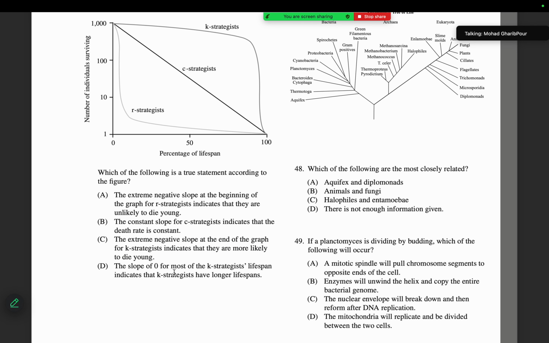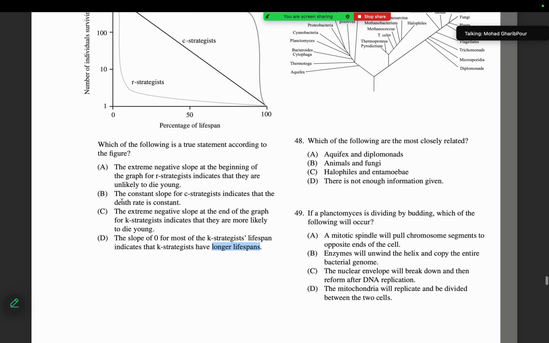The slope of 0 for most of the K strategists' lifespan indicates that K strategists have longer lifespans. No, that's not what it means. It just means they don't die early on. Like their lifespan is around 100 years, as you can see. It's like 90 to 100, because they all die before that. Okay, so the constant slope. Yeah, it would be B.